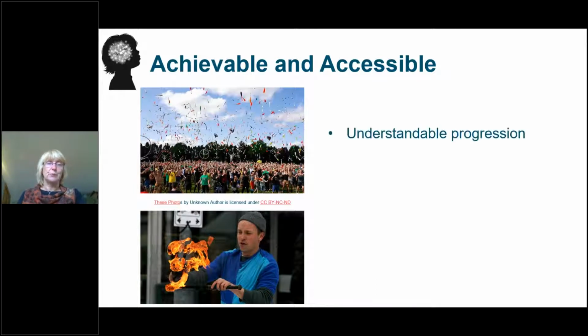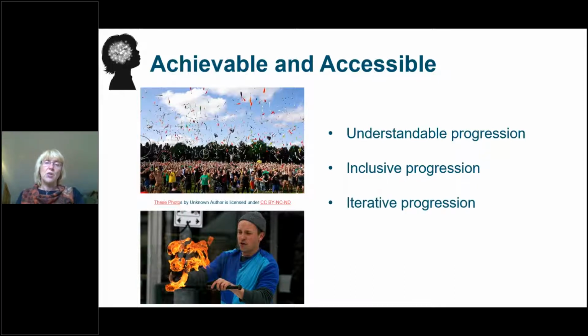Achievable and accessible. We want to make sure that the progression is understandable by all the staff that are going to be using it. It needs to be inclusive, so working out how you can be sure that it's going to be appropriate for all learners is important. And you want an iterative progression. So with the progression that you may have in place, that's your check. Is it iterative? Does it give the experiences to children so they can keep coming back, revisit, reinforce?